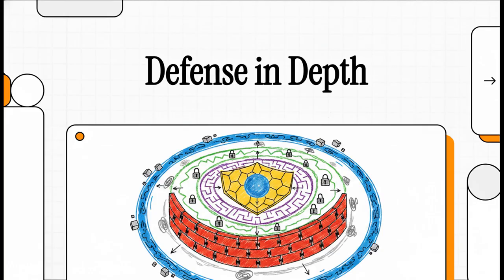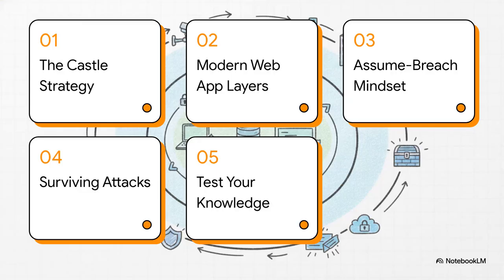Let's get to it. Here is our roadmap for today. We'll kick things off with the castle strategy, then map that to modern web application layers. After that, we'll dive into the assume breach mindset, walk through surviving real-world attacks, and finally, test your knowledge.